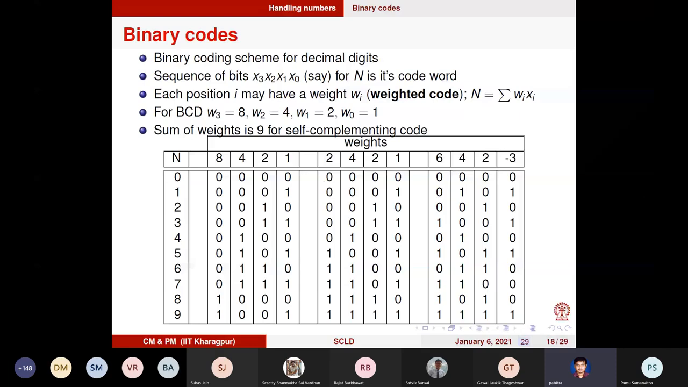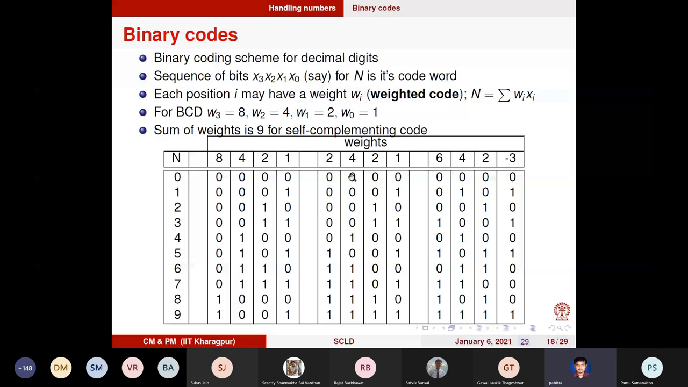And self-complementing code means that if you take such a ninth complement pair of decimal numbers, their corresponding code words are binary complements of each other. That means you just flip the bits. Right? So you get their ninth complement in the decimal one.